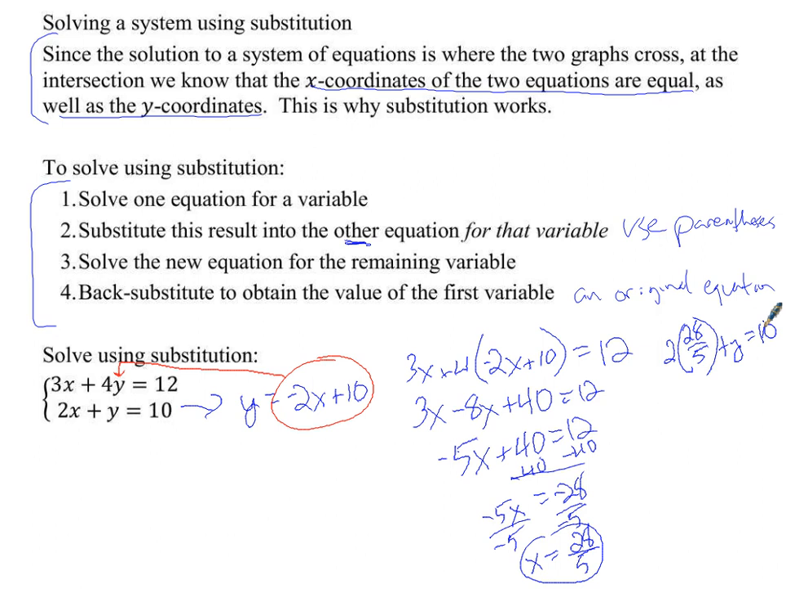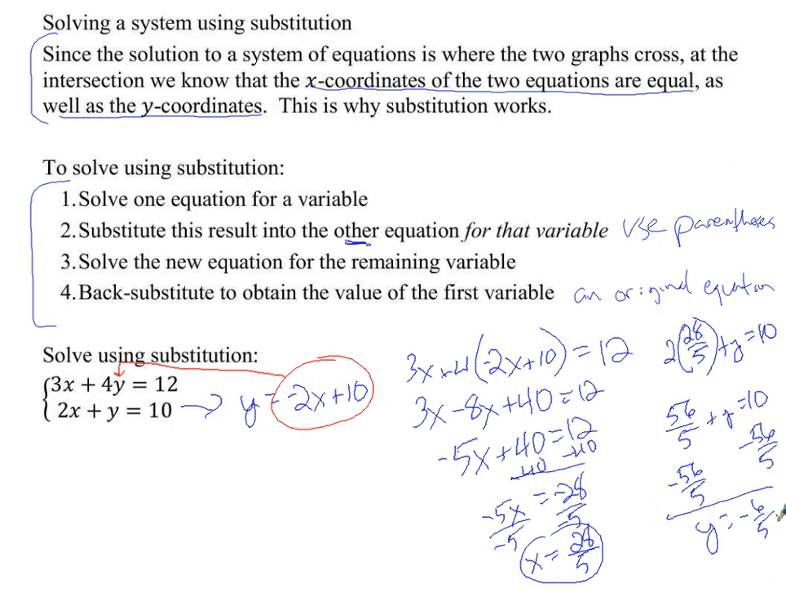So I can distribute that and I get 56 fifths plus y equals 10. And then I can subtract 56 fifths from both sides. When I do that, I'm left with y equals, what's 10 minus 56 fifths? Well, 10 would be 50 fifths, so 50 fifths minus 56 fifths gives me negative 6 fifths.